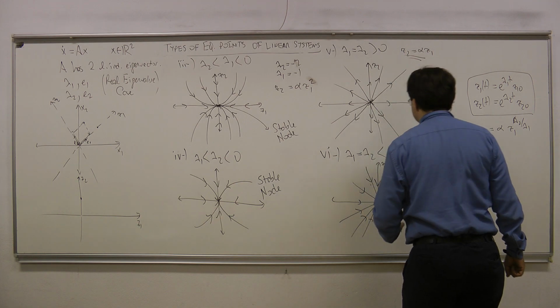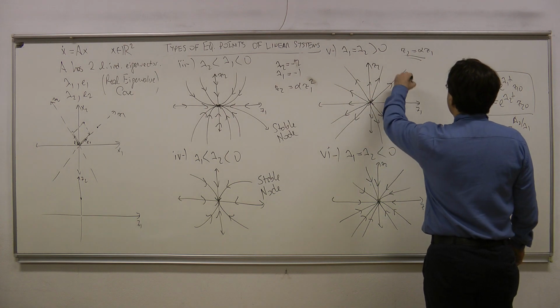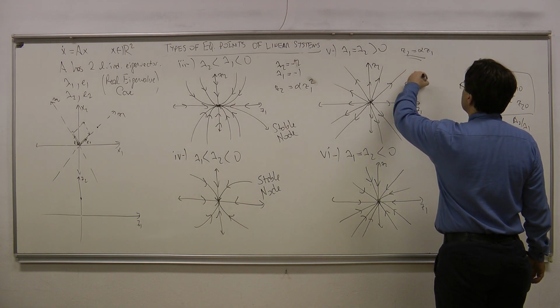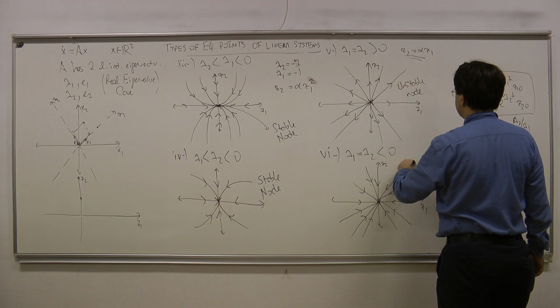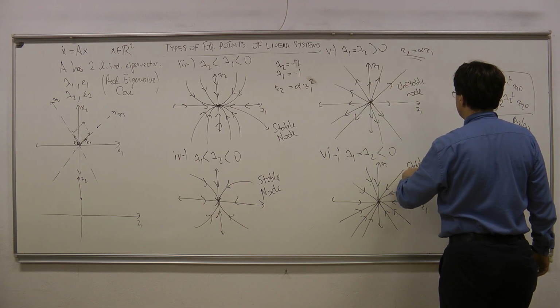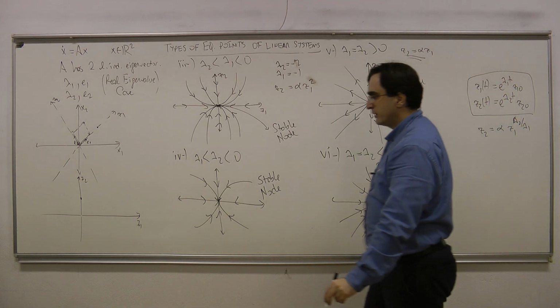And what about the characterization? We still have a node, in this case, unstable node. And we have a stable node in this case. Okay?